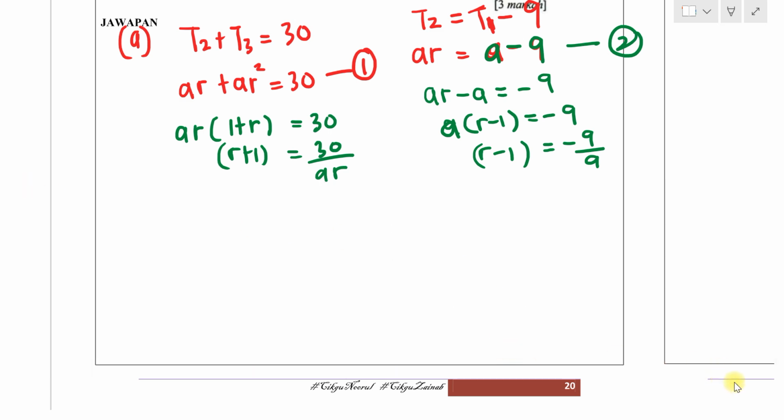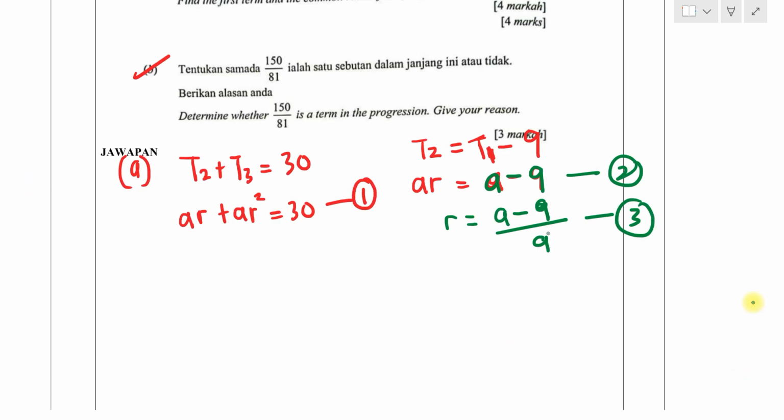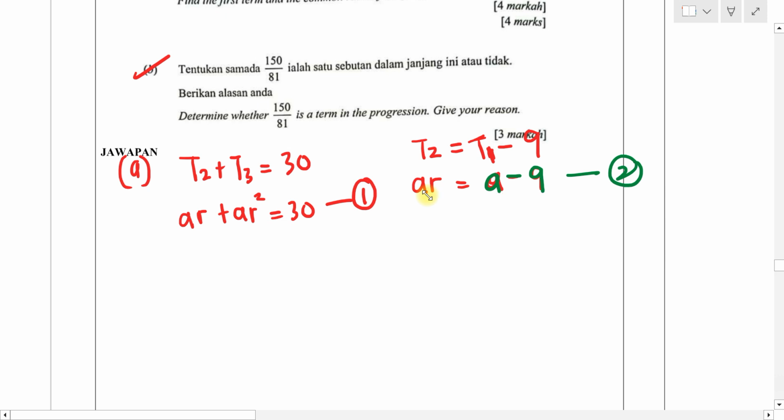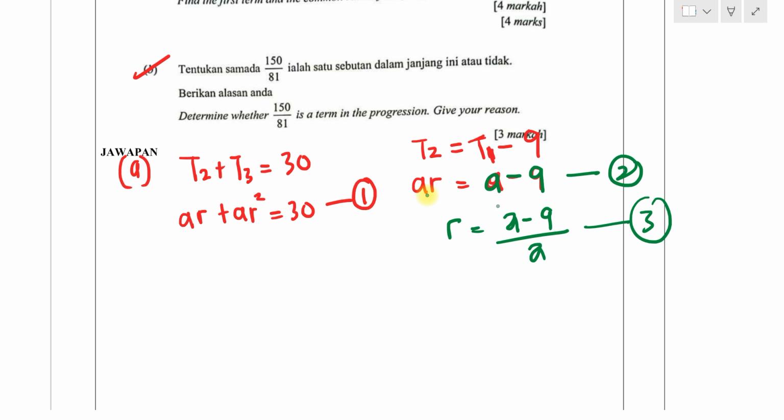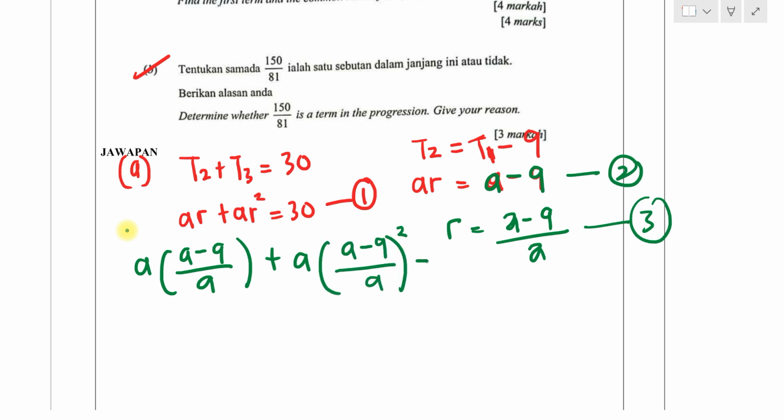Anyone have a different idea? Maybe we substitute like this. My A and 9 look like the same. Okay, so what I do, A minus 9 over A equals R. At least I can separately get my A here. Now here it becomes AR. Never mind, we substitute and do A minus 9 over A plus A R square, A minus 9 over A square equals 30.